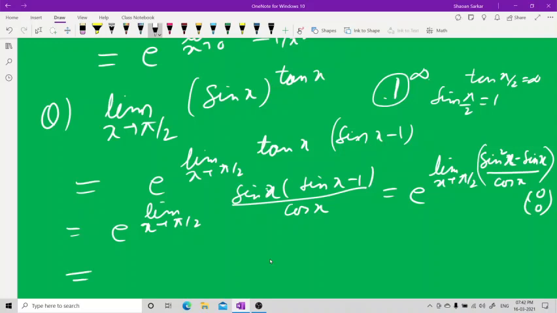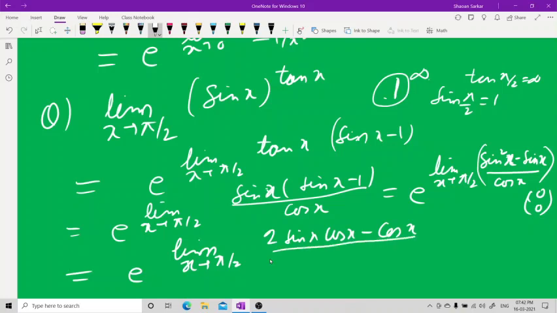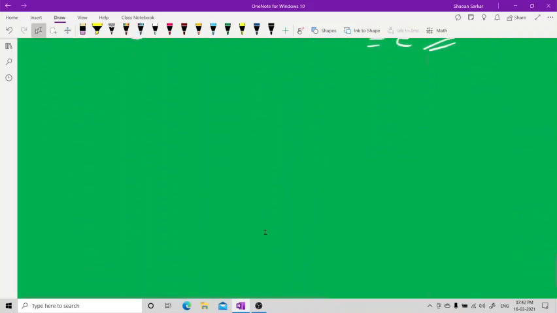So using L'Hospital's rule, e to the power of limit x pi by 2 of (2 sin x cos x minus cos x) upon minus sin x. Now take the limit pi by 2. This will be e to the power of, take the limit pi by 2, here it will be 0, and then this will be 1. This will be minus 0 by 1. That is nothing but e to the power of 0, which is 1.